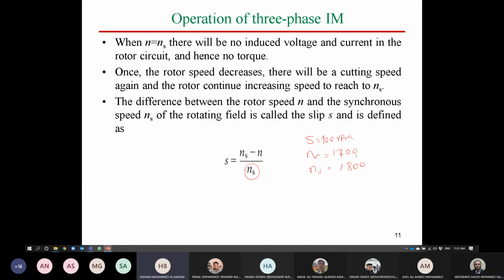That means in reality it will reach 1800, then it will slow down. All of the time, the induction motor speed is oscillating between 2 points, and the average of this is called slip. Okay? This is fine in terms of the transient during a certain period.